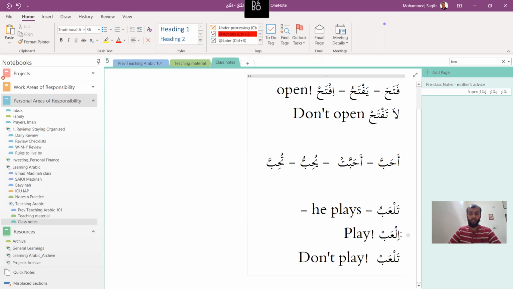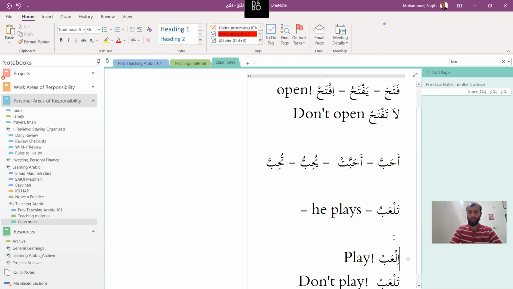This hamza is not written because if there's something else coming before this hamza, I'll skip the alif. The alif is only coming because there's nothing ahead of the lam. Okay, and we'll see that later. If there's something in front, this hamza is only written for ease of pronunciation. So if I say play, I would put the alif.